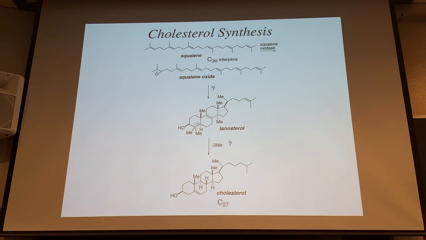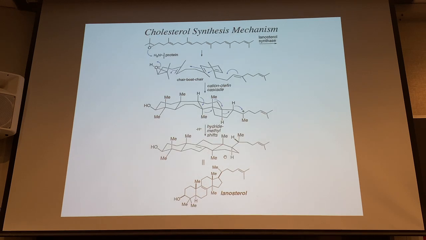Now that's not cholesterol yet. That's C30. We'll have to remove 3 carbons here to finally get to cholesterol. How does it do that? This next reaction I've shown you has been called the most fantastic reaction known. 3 or 4 Nobel Prizes were awarded for this reaction right here. This was completely unknown till about 40, 50 years ago. And it took numerous biochemists and organic chemists to figure this out.